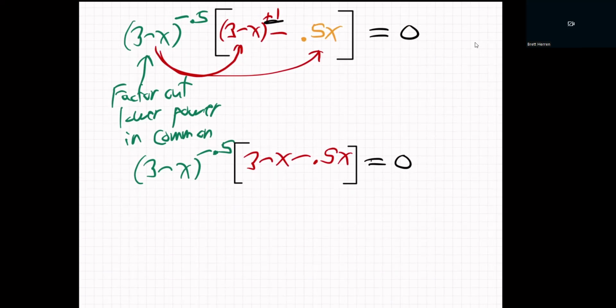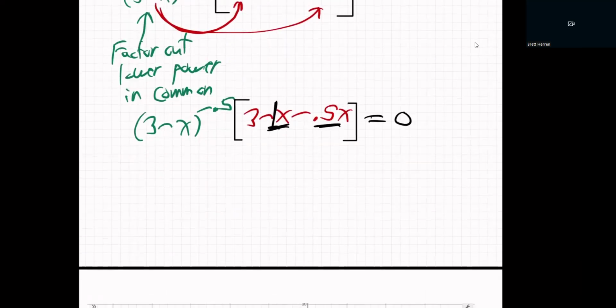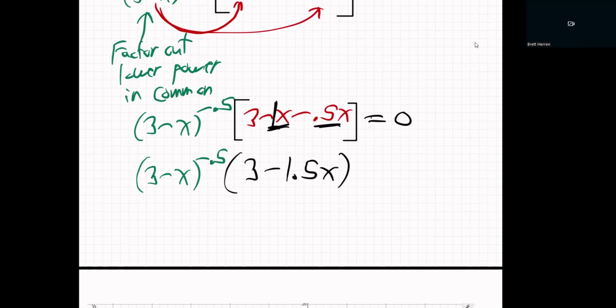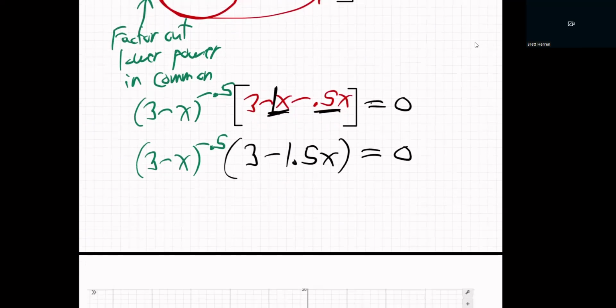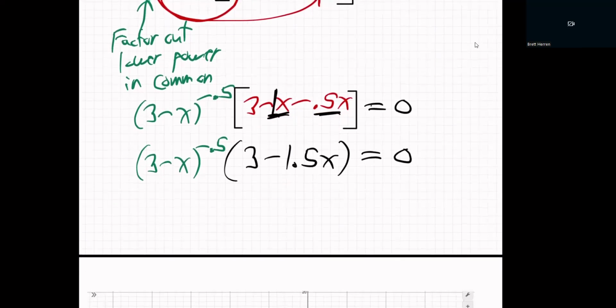Now I can combine this. This is minus 1x and minus 0.5x. So then I've got, and I'm just going to make this parentheses, same thing. 3 minus 1.5x equals 0. Right? Minus 1 and minus 0.5. If you lose $1 and lose 50 cents, you lost $1.50, right? Okay, we're getting close.